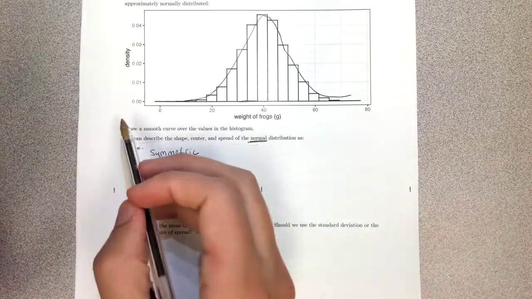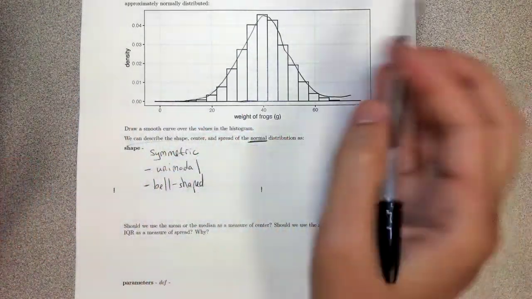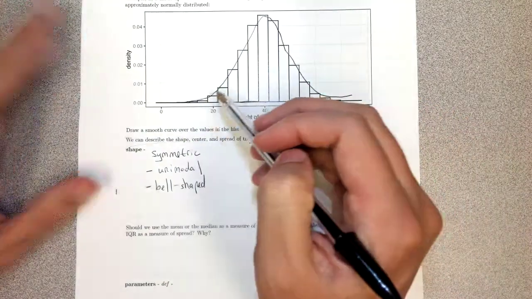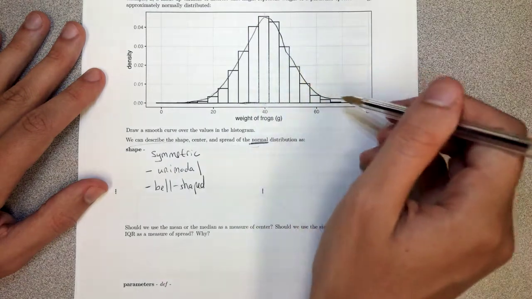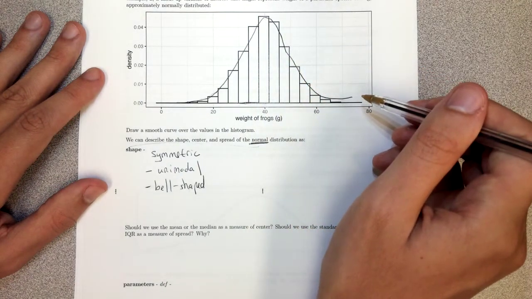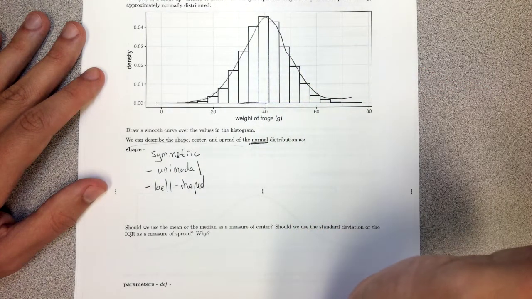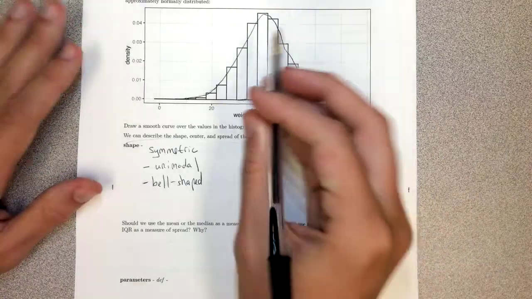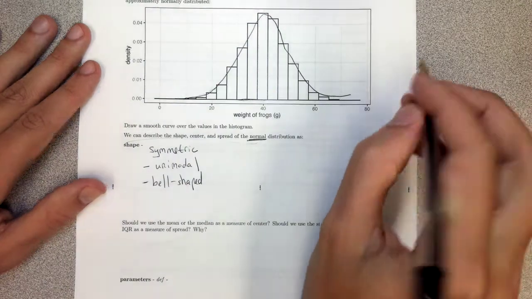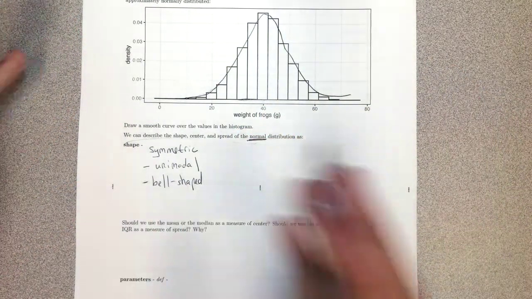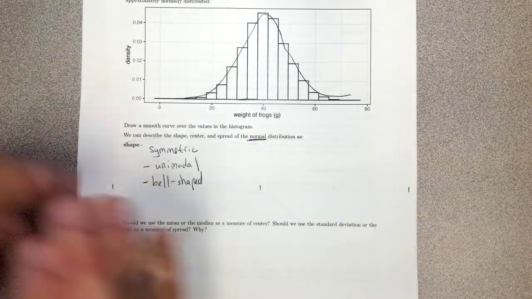To be honest, I still just don't see the bell. I guess if you squint really hard, it kind of looks like a bell, but I don't really get it. It just looks like a nice smooth curve, and we're just going to call that bell-shaped, even though it doesn't look like a physical bell, at least to me.